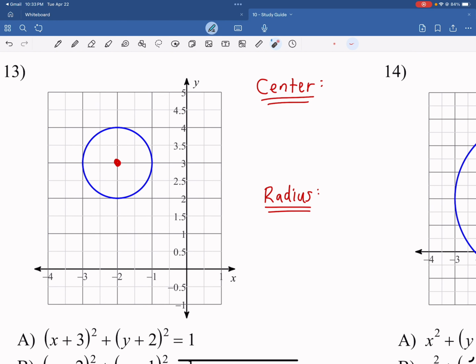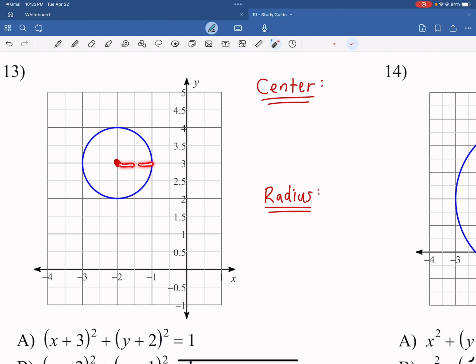Be careful here. Even though there are 2 tiles here, each one of them is just a halfway point. So just look at the units when you're looking at this. This is 1. So in total, this is just a radius of 1, right? It's like this is 0.5, this is 0.5. So again, radius is just 1. So let's write that down. Radius is 1.